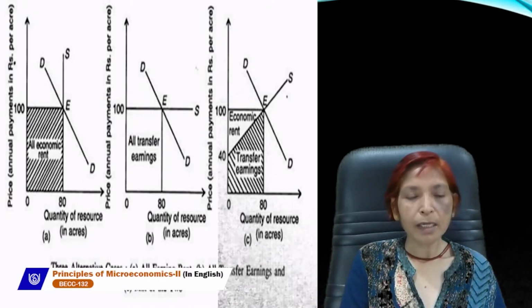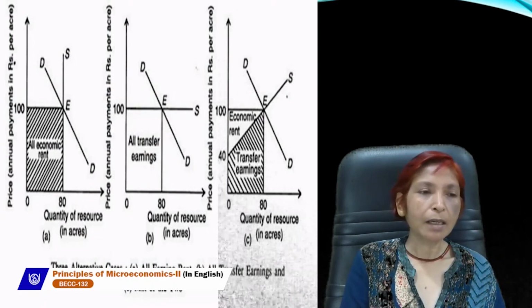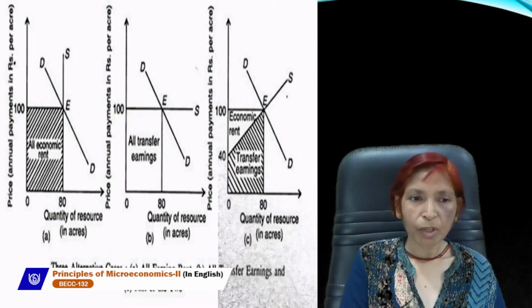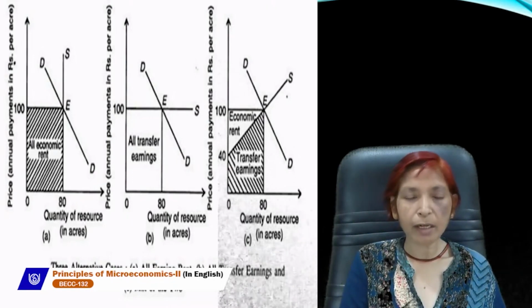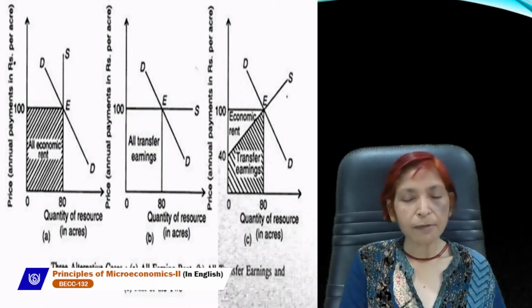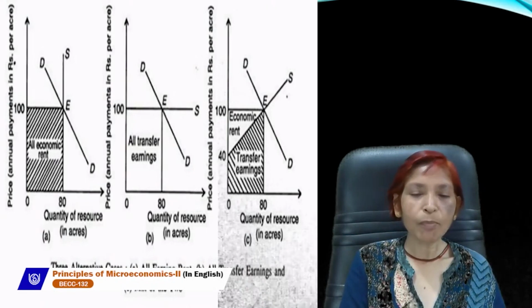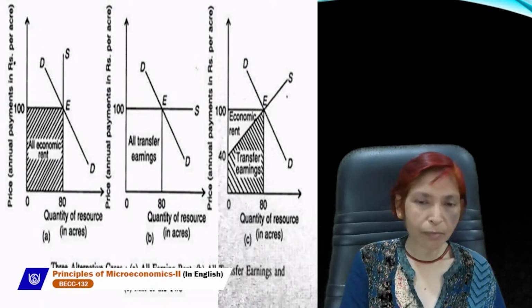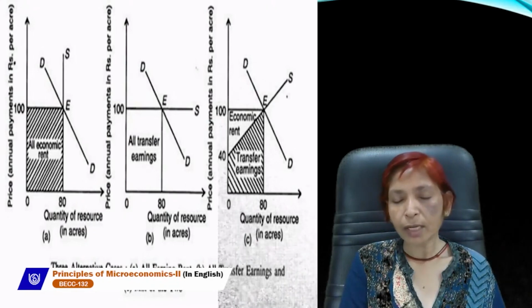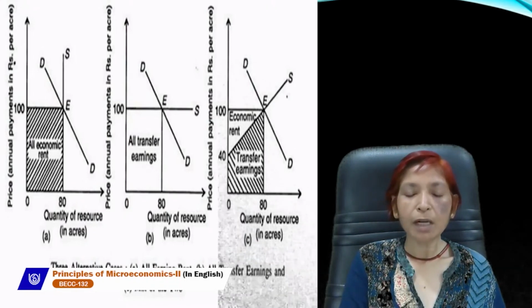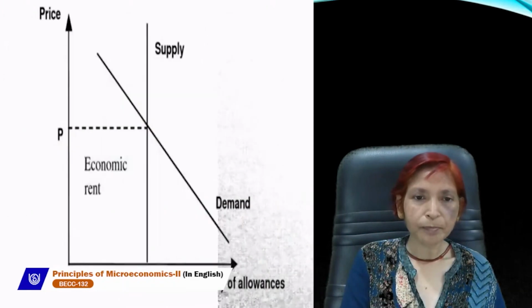Economic rent can arise only in case of perfectly inelastic supply. In case of perfectly elastic supply, economic rent will not arise. And if supply is neither perfectly elastic nor perfectly inelastic, then a portion will be economic rent, which lies above the supply curve, and the rest of the portion will be transfer earning, which lies below the supply curve.